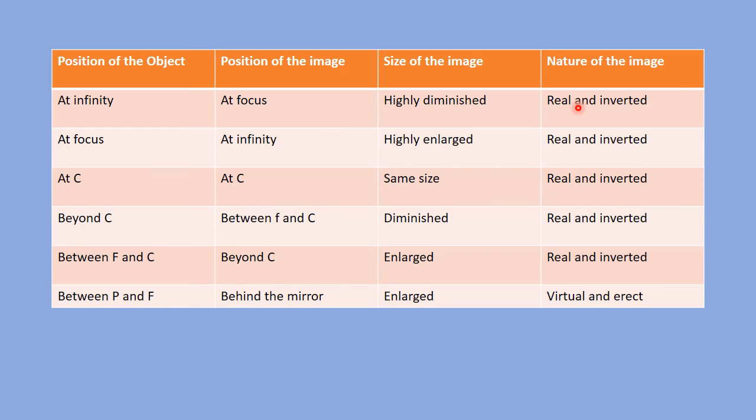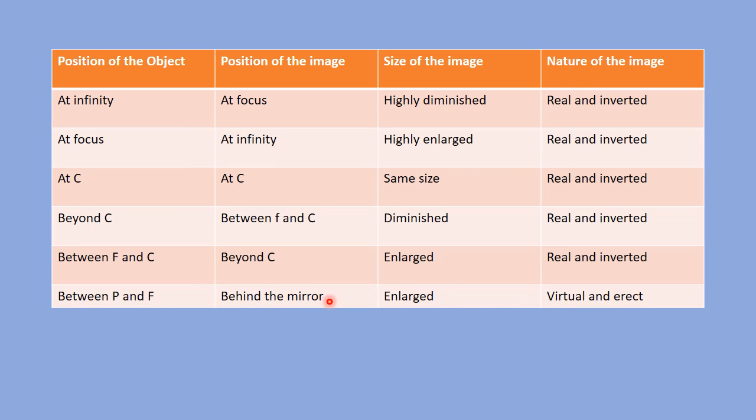And in the second row, when we placed the object at focus, we got the image at infinity. It was highly enlarged and real and inverted. And when we placed the object at C, center of curvature, we got the image also at C. They were of the same size and real and inverted. And when we kept the object beyond C, we got the image between F and C and it was diminished. When we placed the object between F and C, we got it beyond C and it was enlarged. When we kept the object between P and F, we got the image behind the mirror and it was enlarged.